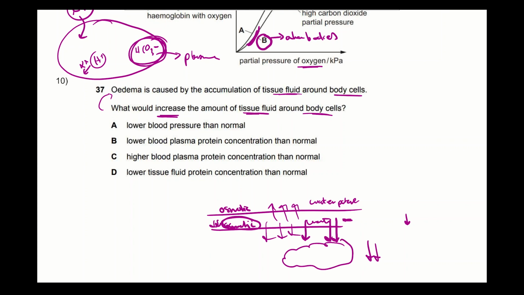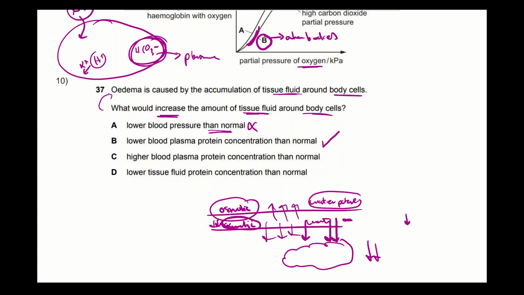A, lower blood pressure than normal. So blood pressure does not impact the water potential or the osmotic balance. Blood pressure is just the rate of blood flow around the body per time. Therefore, this is incorrect. B, lower blood plasma protein concentration than normal. This is correct. We just discussed why.